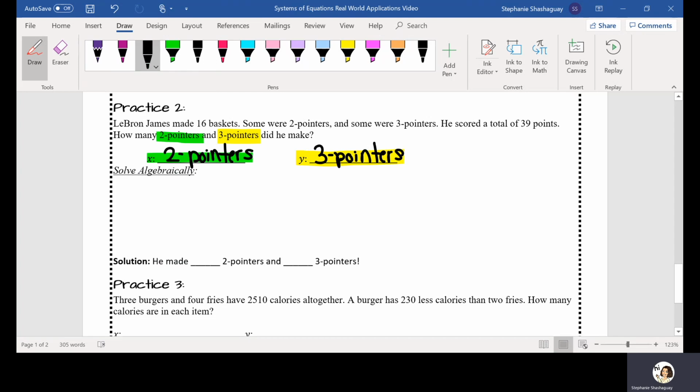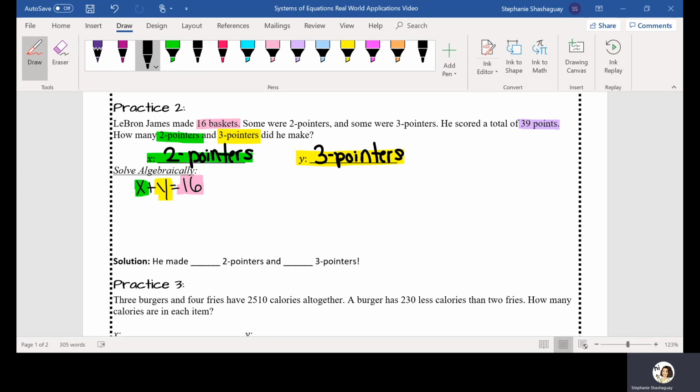Okay, so LeBron James made 16 baskets. So that means his X plus Y was equal to 16, all right? 16 baskets. Some were 2-pointers and some were 3-pointers, and he scored a total of 39 points. Well, X plus Y was 16, and that 16 was my total number of baskets. Okay, this is my X, and my Y was the 3-pointers.